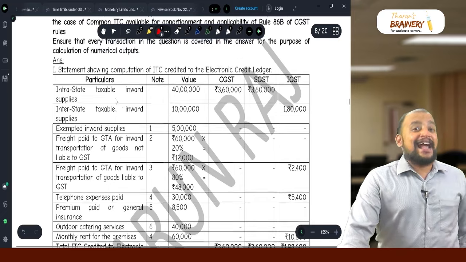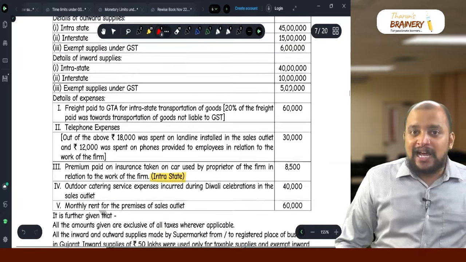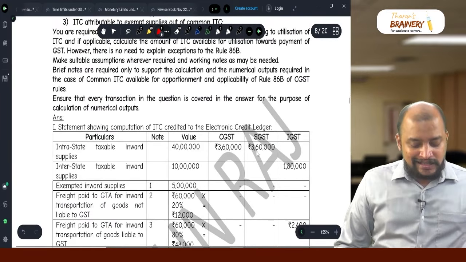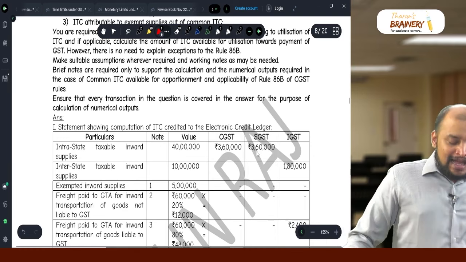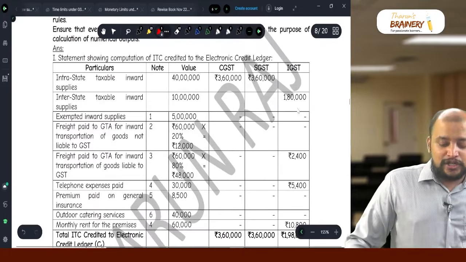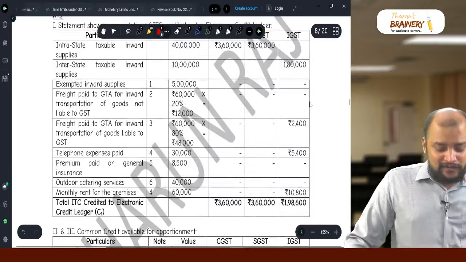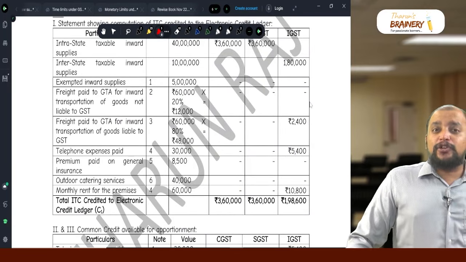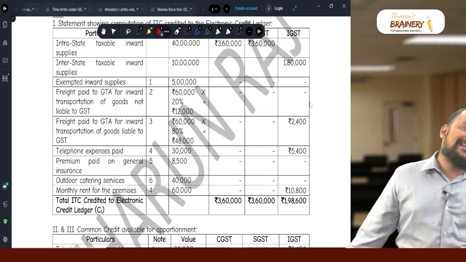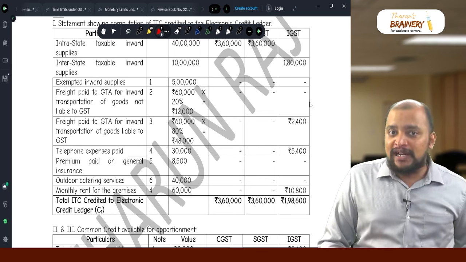Intrastate taxable inward supplies, that is 40 lakhs. On that 40 lakhs, the rate of GST is 9%, so 3 lakh 60, CGST, SGST. Then interstate taxable inward supplies 10 lakhs, on that IGST 18%, so 1 lakh 80,000. Then exempted inward supplies, there is no GST at all which is paid, so leave it. Then freight paid to GTA for inward transportation of goods which are not dutiable, which means we cannot take ITC. So that's why I have not taken it into ITC computation, but definitely we would have paid GST on that.